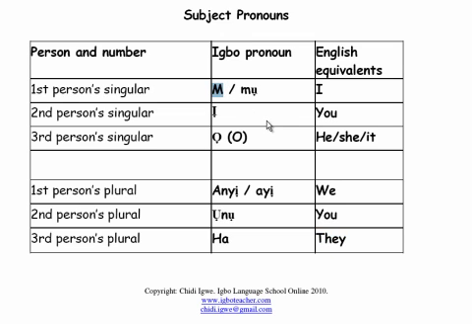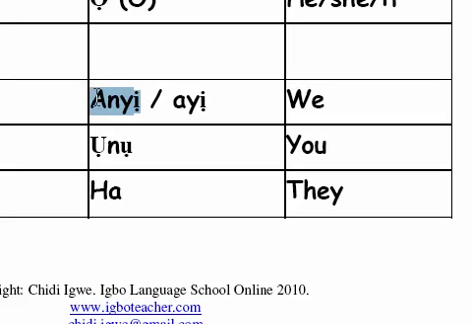M or mo. E. O. We have, as our studies have revealed, that O becomes O in front of certain verbs. Anyi. This can be pronounced I. Unu. Ha.